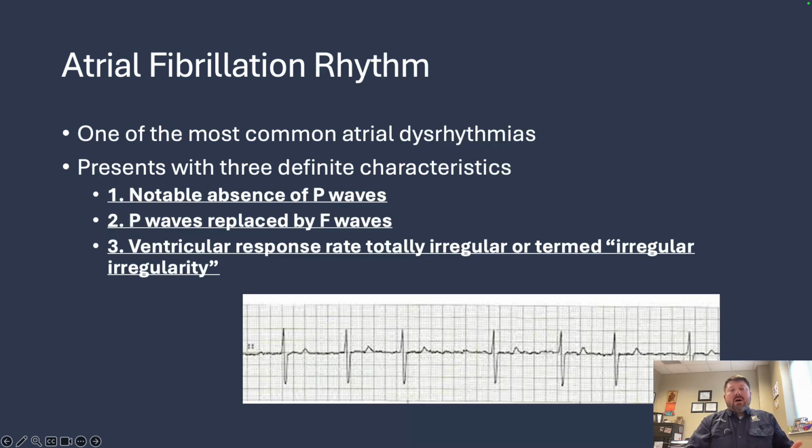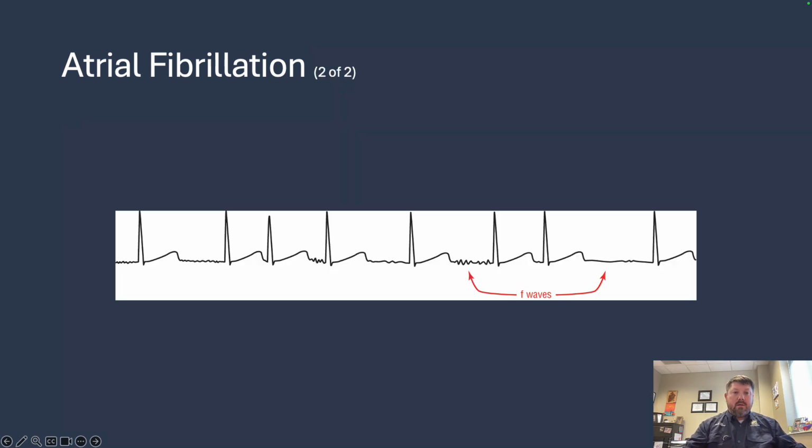So this is one of the most common atrial dysrhythmias, and again, it presents with three definitive characteristics, notably absent P waves. P waves are replaced by F waves, so you've got a fibrillating baseline, and the ventricular response rate is totally irregular, or termed irregularly irregular. So this is an example here. The textbook calls this F waves with a little f, but I don't want you to confuse this with the big F waves of the flutter waves. So we're always just going to call this a fibrillating wave or fibrillating baseline.